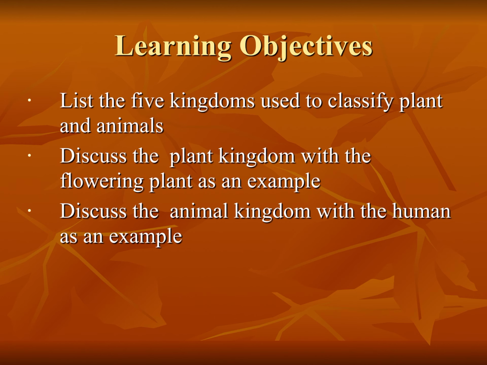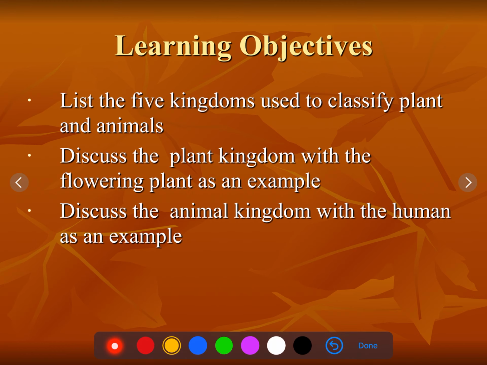So we need to know the 5 kingdoms of life to classify plants and animals, discuss the plant kingdom with flowering plant as an example, and discuss the animal kingdom with the human as an example. Okay, so throughout biology we're going to be doing a lot of the structure of plants, how they reproduce, same thing with humans and all the systems that are involved in humans. This is an introductory chapter to the other 3, so we're going to just introduce it in this chapter, get some common features, then look at those 3 in detail, and you'll find out the names soon.